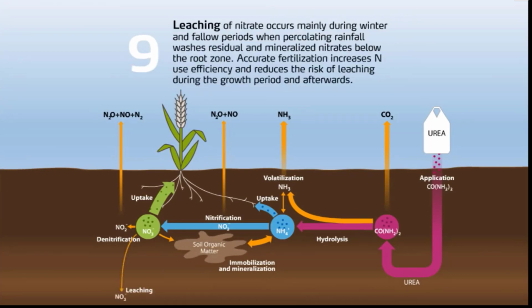Leaching of nitrate occurs mainly during winter and fallow periods when percolating rainfall washes residual and mineralized nitrates below the root zone. Accurate fertilization increases nitrogen use efficiency and reduces the risk of leaching during the growth period and afterwards.